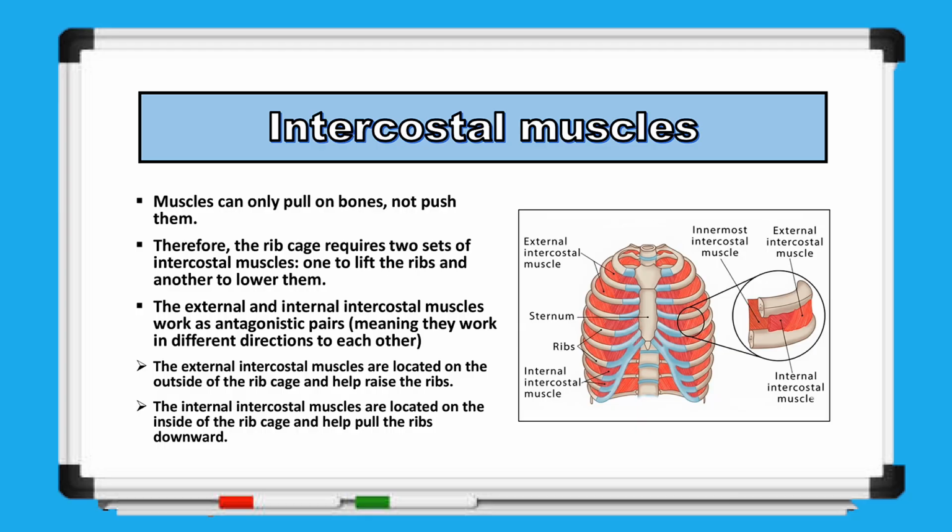The external intercostal muscles are found on the outside of the rib cage. Their main function is to lift the ribs upward and outward during inhalation, which increases the space in the chest cavity and allows the lungs to expand and fill with air. On the other hand, the internal intercostal muscles are located on the inner side of the rib cage. Their job is the opposite. They pull the ribs downward and inward during exhalation, which reduces the size of the chest cavity and helps push air out of the lungs.